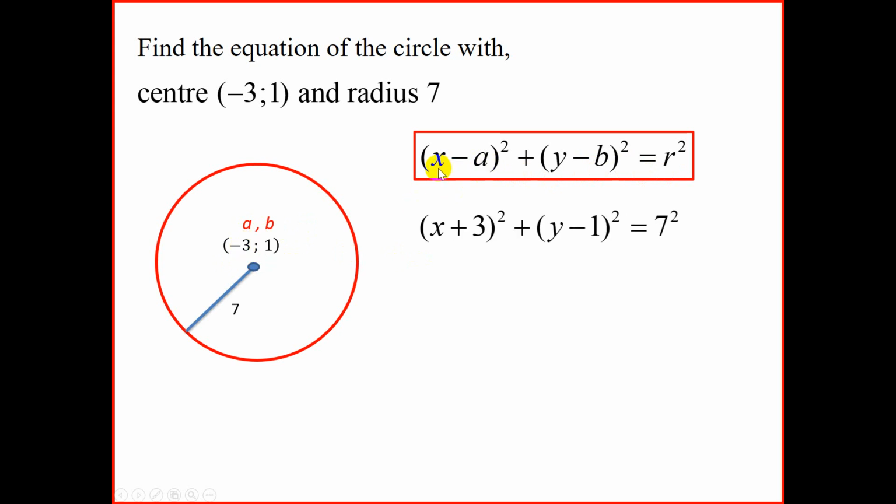So there's our a, there's our b, and we substitute them in. We get x minus minus 3, which gives you x plus 3, and y minus 1 all squared is equal to 7 squared, which is your radius. And that is the equation of the circle. We can simplify 7 squared to be 49, so we get (x plus 3) all squared plus (y minus 1) all squared is equal to 49. What we've done is change the sign of minus 3 to plus 3, the sign of 1 to minus 1, and we take 7, square it, and have 49.